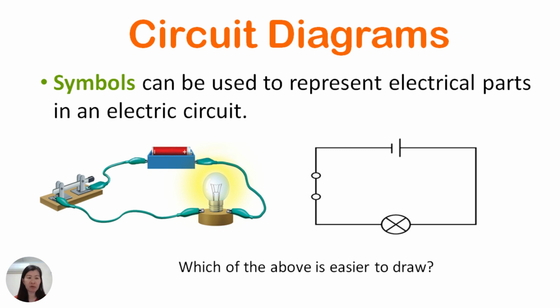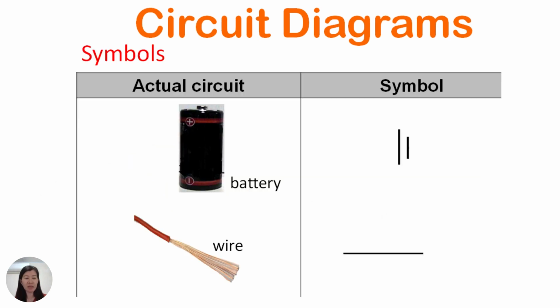Now, if you look at the diagram on the right, just beside, you will notice that instead of drawing out the full details of the components, I can actually replace them using symbols. Now, if you compare the two, which of it is easier to draw? Now, in actual fact, when we draw circuit diagrams, we can simplify it by using symbols.